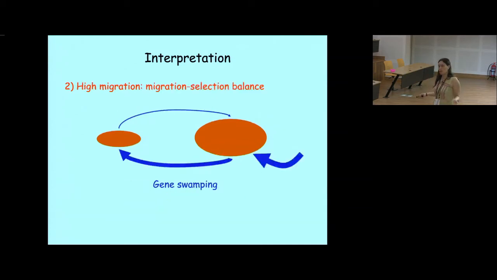And if you've got too much migration, then you've got gene swamping, because those adjacent populations are also poorly adapted because they receive too much gene flow from the central populations that are further away. And so then you introduce migrants that are not well adapted because they are adapted to an environment that is very different from yours.